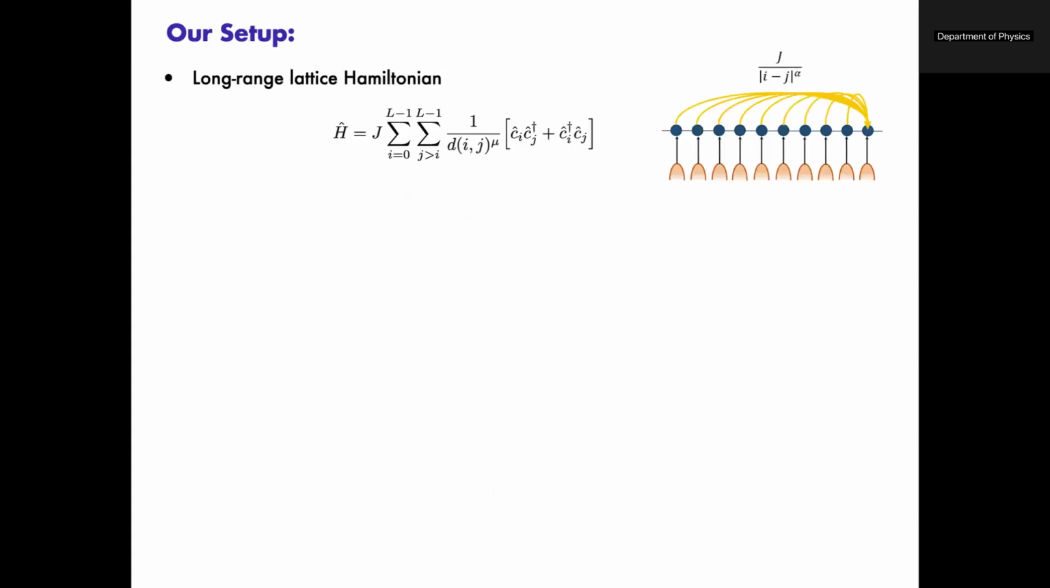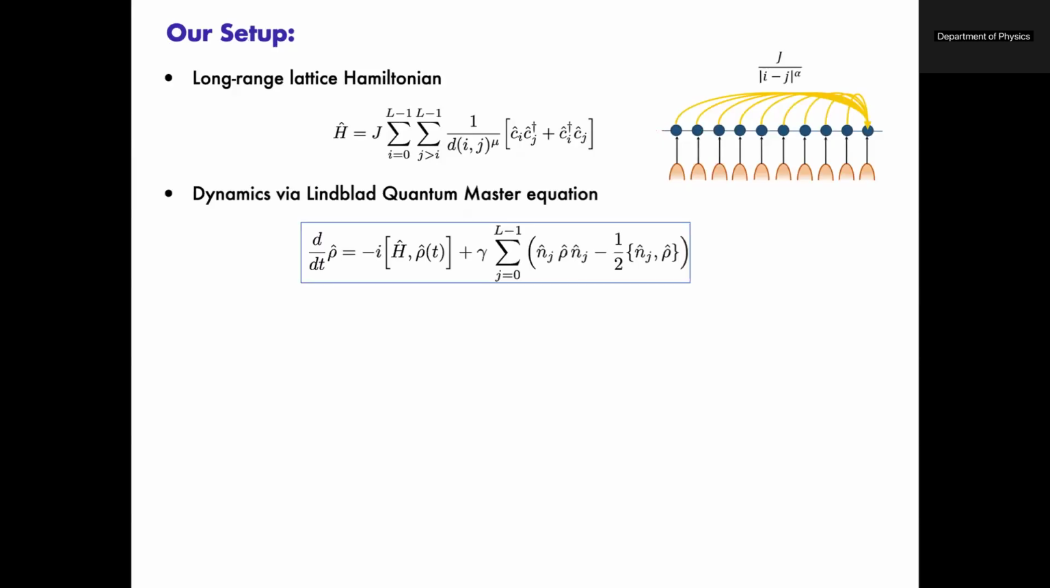So the lattice is very simple. It's a non-interacting lattice with a power law decaying hopping, so this d_ij is basically |i minus j| raised to mu. Mu is a very important parameter, which is the hopping exponent. If you take mu tends to infinity, you get the standard nearest neighbor lattice model. So now I'm coming to that. This is just the lattice part with the hopping.